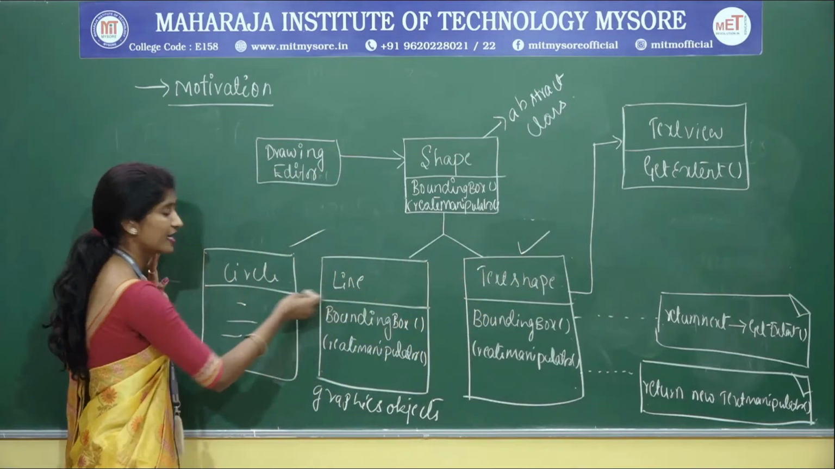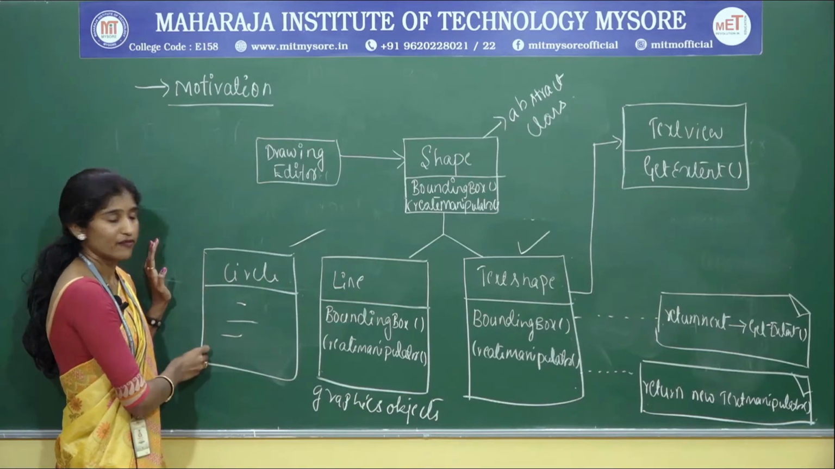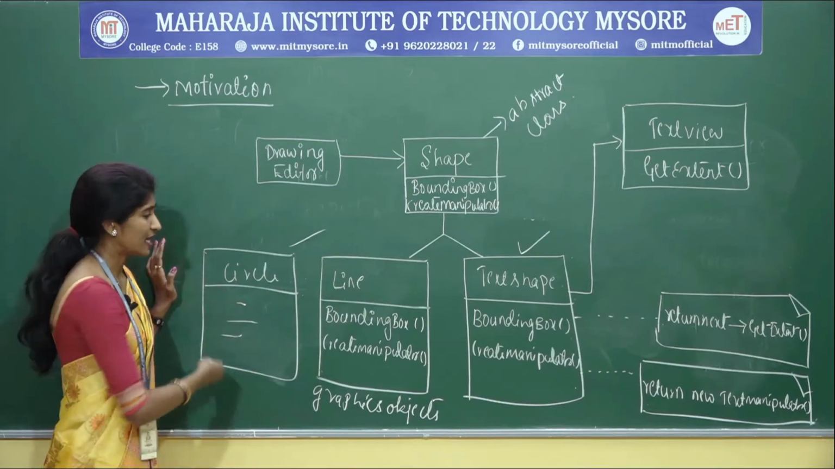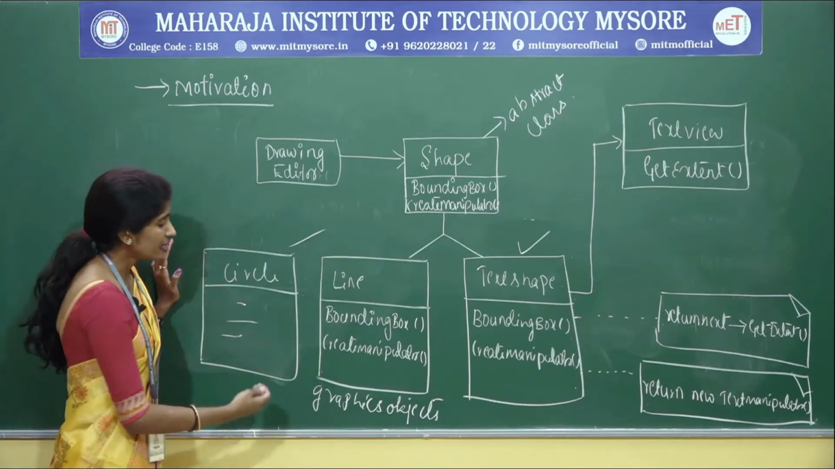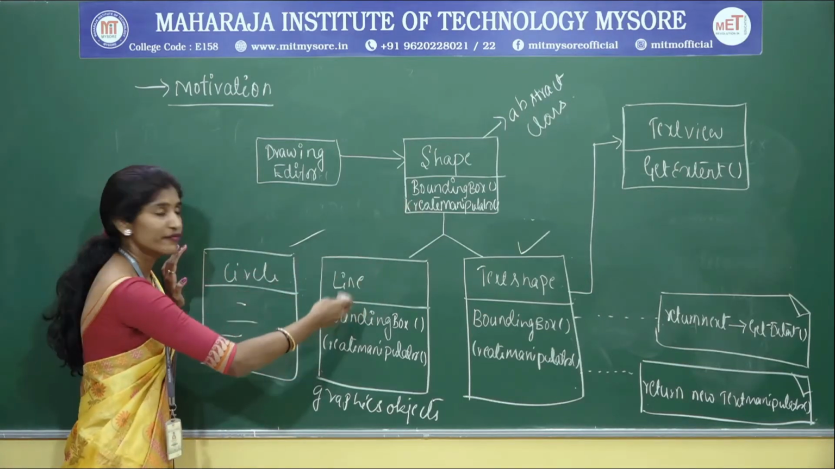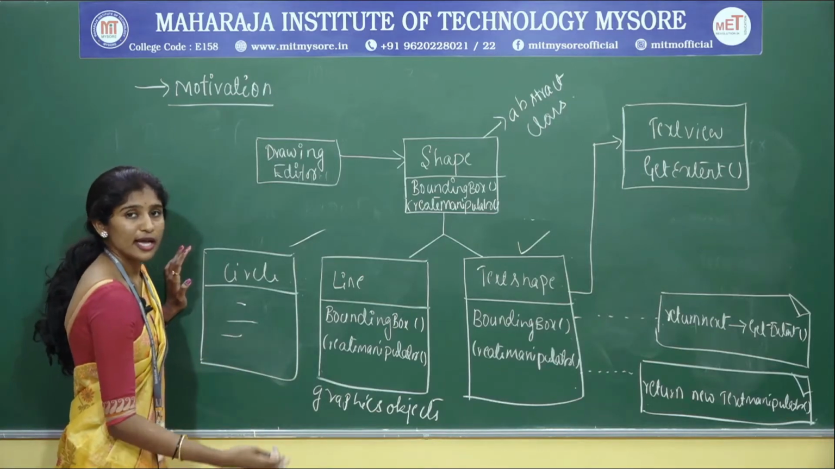So circle, line, and even I can incorporate the rectangle, square and so on. I can write these as derived classes of the shape abstract class. Why? Because I can inherit the features that are already present here, and I can go with different coding for the line, different coding for the circle, different coding for the rectangle and so on.